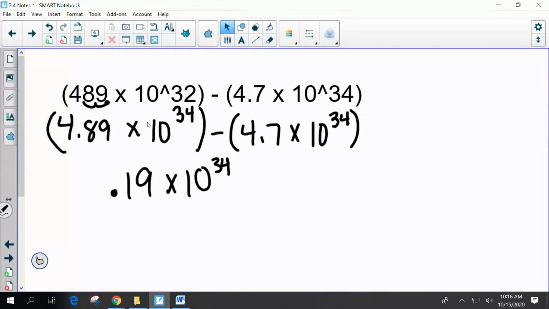And is that in proper scientific notation? No, I need to move my decimal 1 time to the right. So 1.9, and if I moved it to the right, what do I do with my exponent? Take away 1. So it should be 1.9 times 10 to the 33 power.